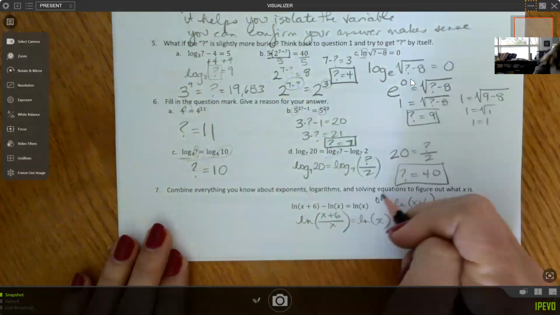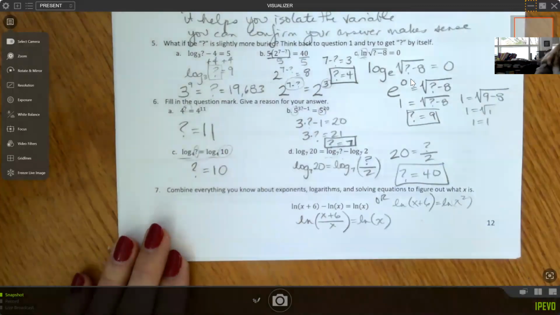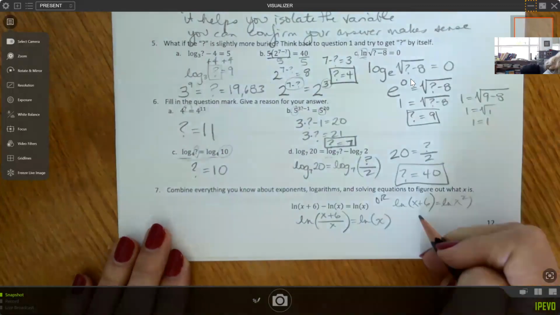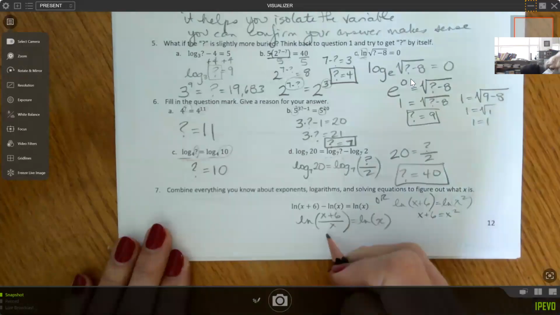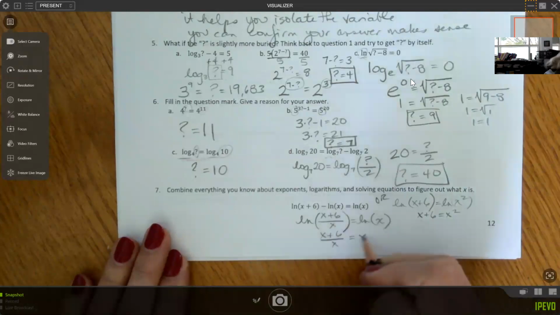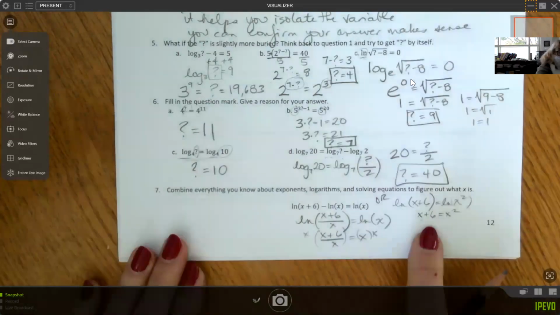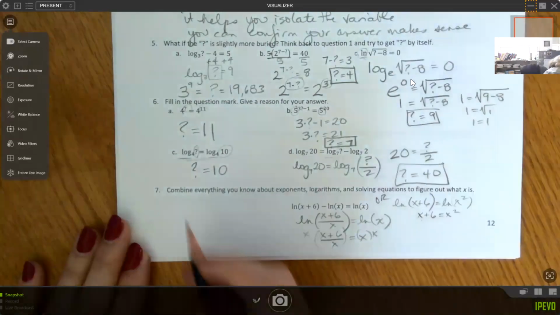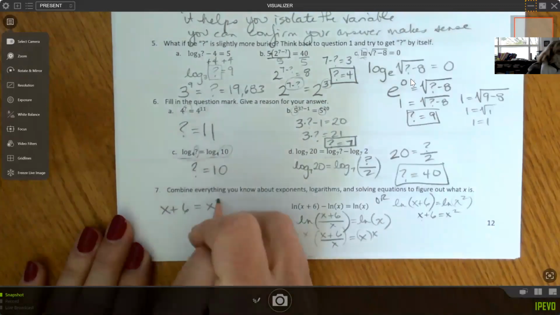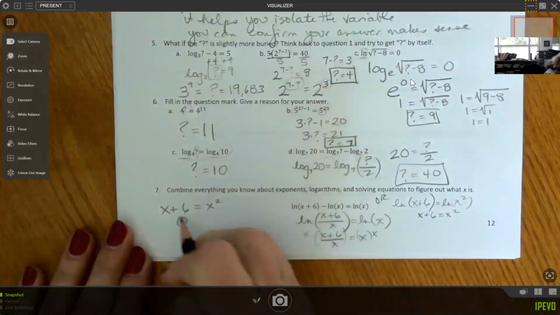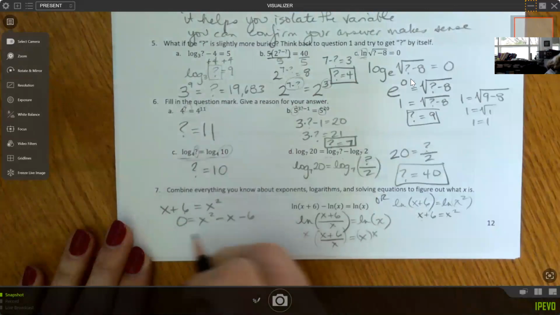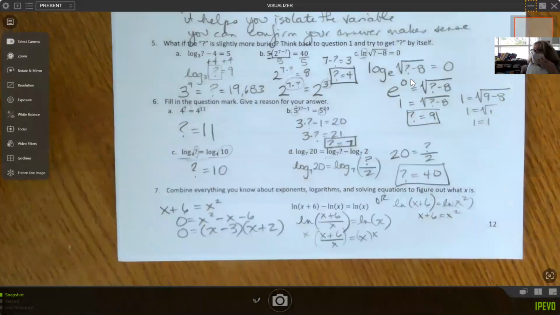Okay. So no matter what, you get to drop, right? So at this point, you'd have x plus 6 equals x squared. And the same thing here, I've got x plus 6 over x equals x. So I multiply both sides by x. Either way, we get to this point, x plus 6 equals x squared, no matter how you did it. So now I am just going to factor, to find the answer to that quadratic.